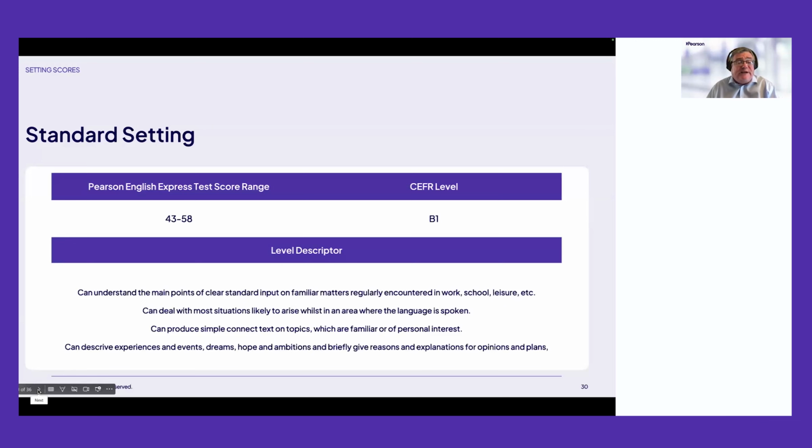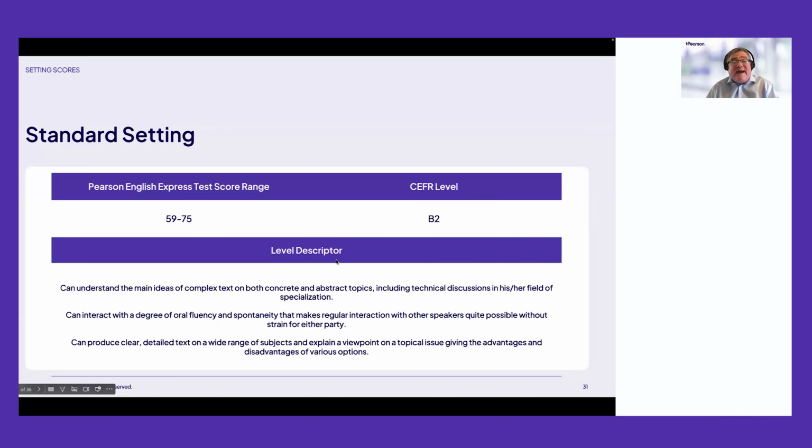Top of B1, which is B1 plus or B2, is where people move into a proficiency which is more appropriate for the academic context and higher education, can understand the main ideas of complex texts, can interact with fluency and spontaneity, can provide clear, detailed texts in terms of writing on a range of subjects. So when they start getting into that high B1, this B1 plus, and into the B2, that's when they are getting to that level where they can deal with undergraduate and indeed postgraduate programs with relative ease.